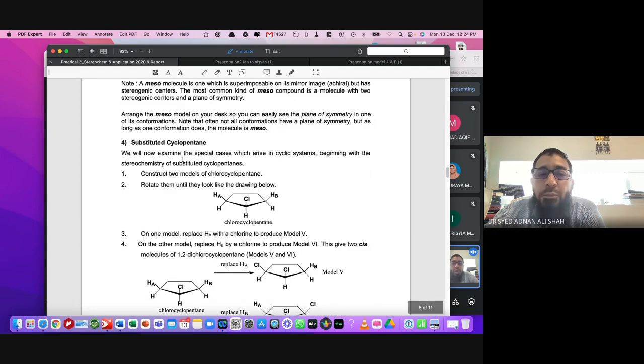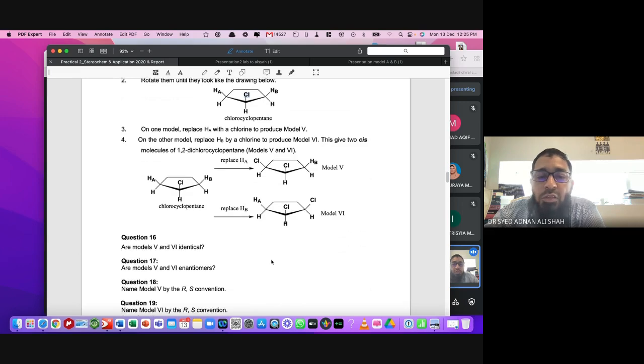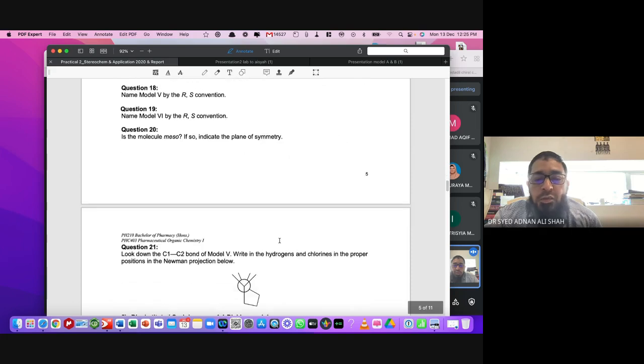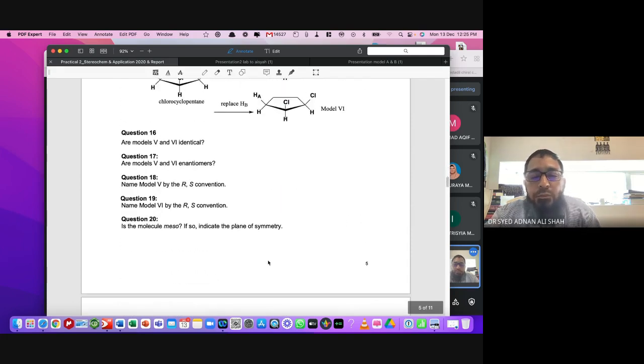We have seen the example of cyclopentane, where we exchanged one hydrogen with chloride, and the same we have seen for the dichloro, cis and trans. But if the molecule is cis, then you have to see whether the cis molecule has a plane of symmetry or not, and whether the trans molecule has a plane of symmetry or not. So you have to assign the stereochemistry of these carbons also, right?